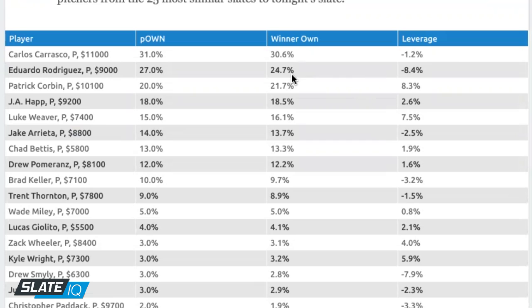The leverage is calculated by looking at the winner ownership based on similar slates versus what we're projecting that they're going to do, what we're projecting the ownership is going to be, and that's how we get these leverage calculations. So it's a little bit negative when the winner ownership on these similar slates is below what we're projecting.